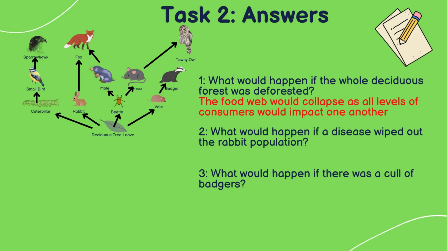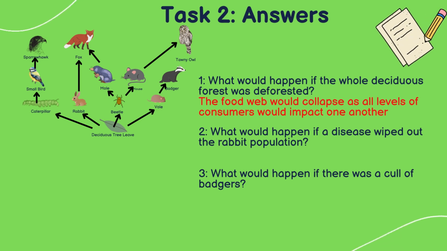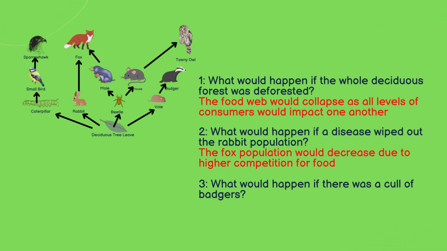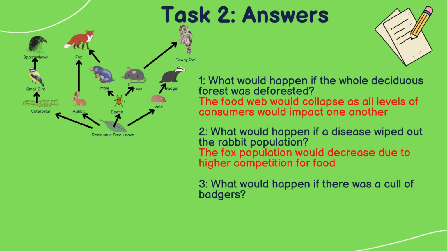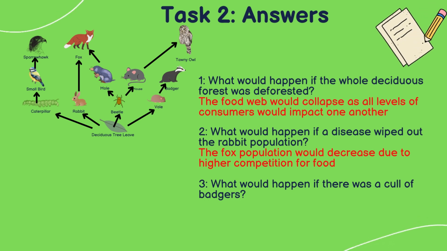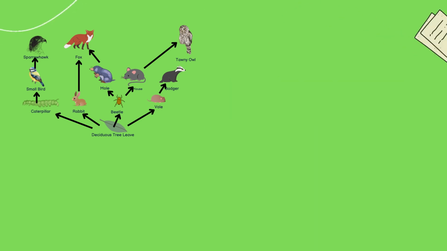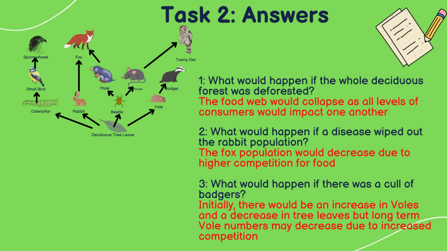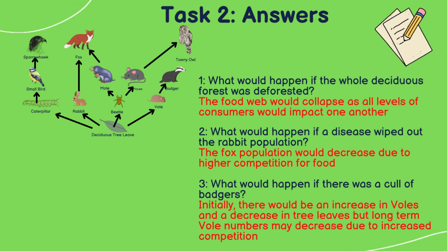Here are the answers. Well, if the whole of the Epping Forest was cut down, the food web would collapse as every level would be affected. Question 2. Less rabbits means more foxes compete for food, leading to food shortages for the fox population, which means decreasing numbers. Question 3. Less badgers would initially mean more voles and less tree leaves, but over time the vole numbers would eventually decrease due to higher competition.